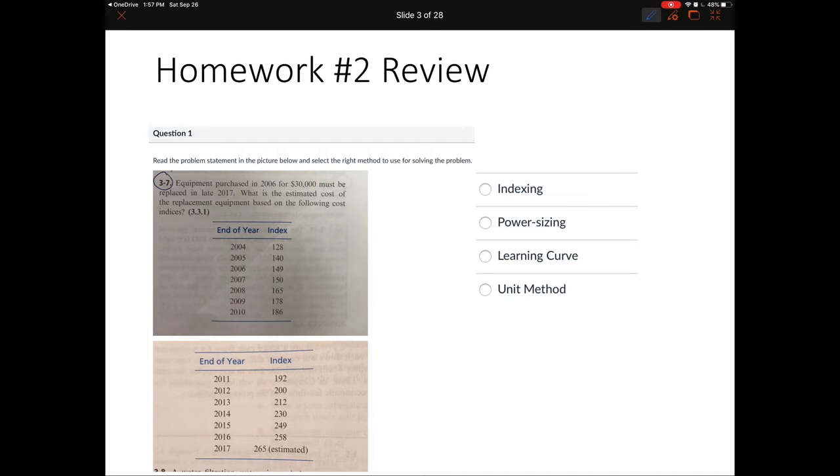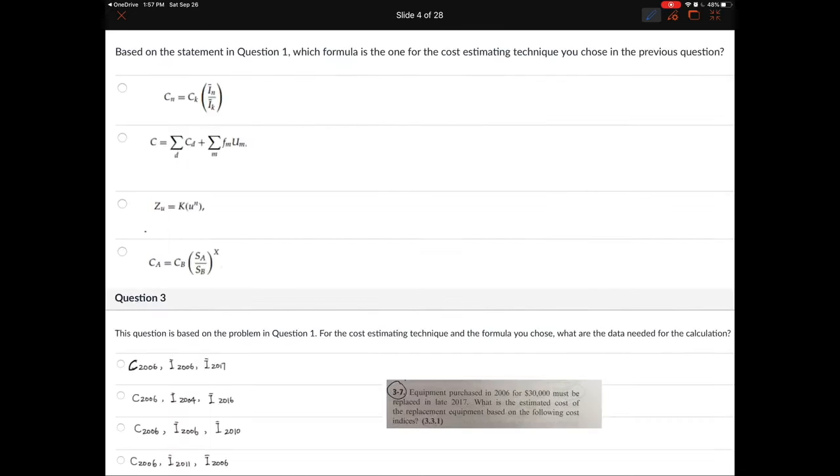So what is the estimated cost of the replacement equipment based on the following cost indices? It's talking about a price index. So what method do we want to use to estimate the cost of this equipment in 2017? The method is going to be the indexing method. And based on that first question, which formula is the one for the cost estimating technique you just chose? If you chose the indexing method, what is the formula for the indexing method? This is the one.